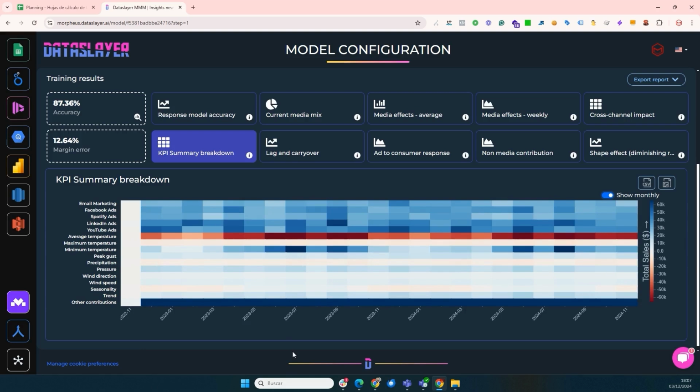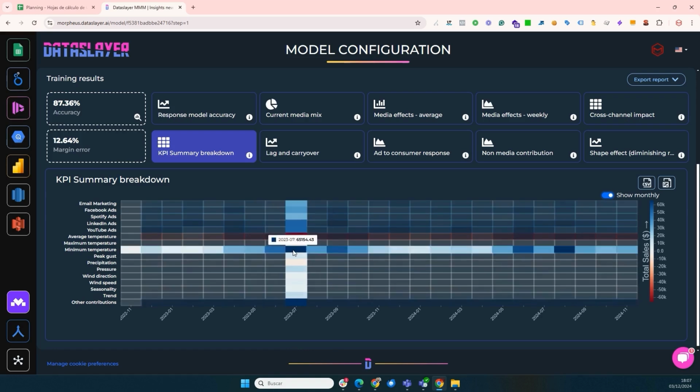I think this graph might be surprising at first when you see it, but if you really look at it, you can quickly see, as we mentioned, that the temperature variable has had a negative effect. However, we do see that the minimum temperature in this case had a positive impact in July 2022 and also in August 2023.